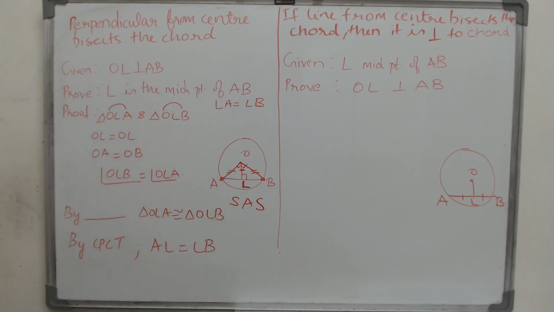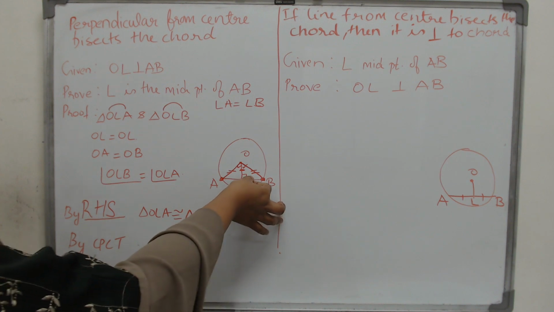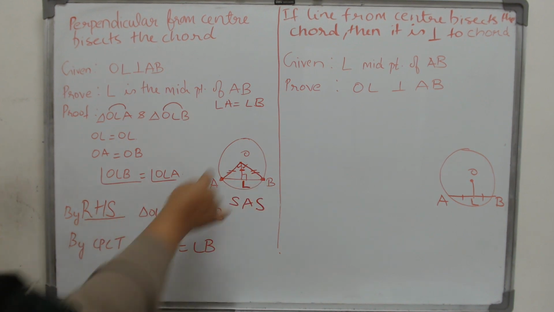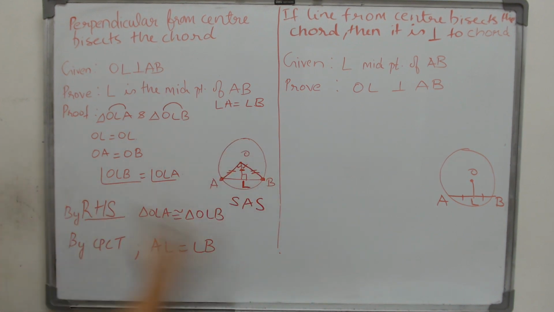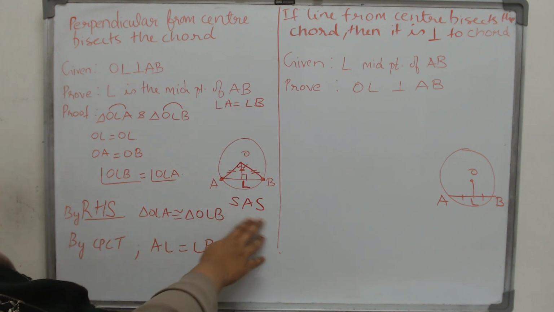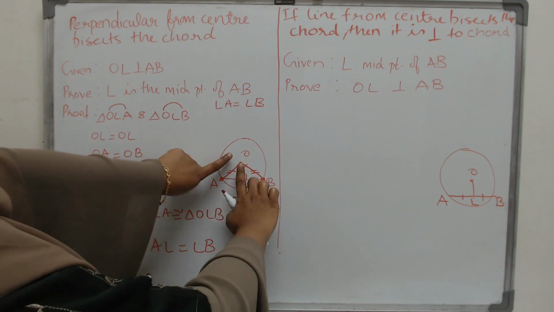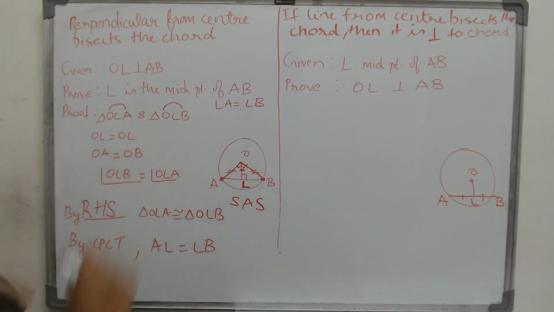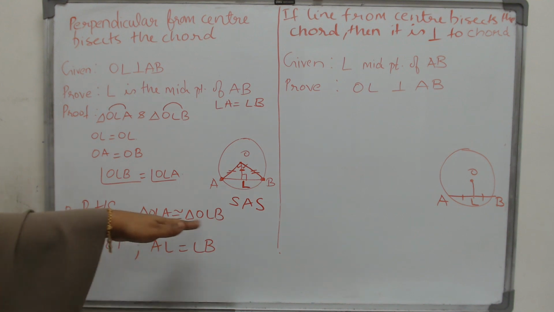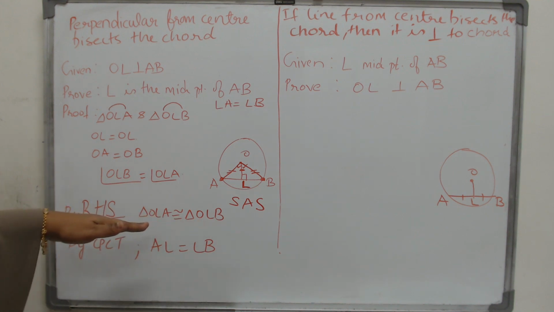Then what do you use? You use the RHS congruency. Now what does your RHS mean? Your right angle, there you have your hypotenuse, there you have it, and any side which is OL. Remember, you cannot apply SAS here. Why? Because SAS means two sides and the angle between them. You have no knowledge about it. So by RHS you see that these two triangles are congruent.